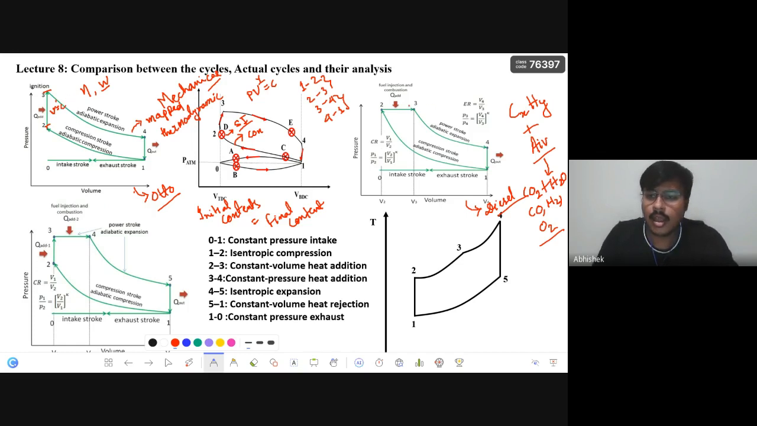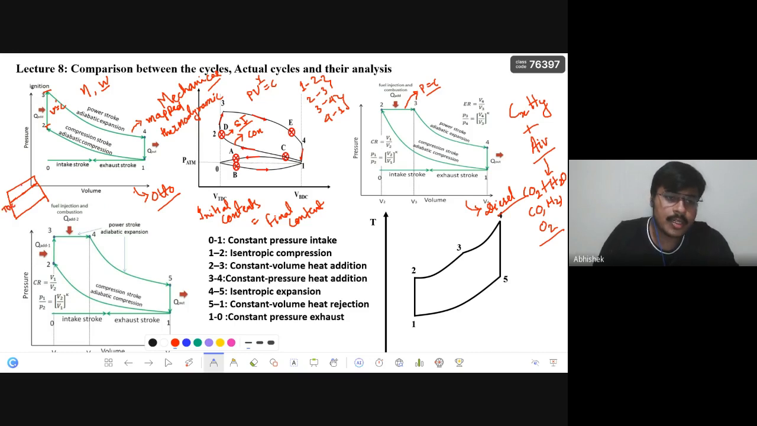And in the constant pressure process, what is done here is that the pressure is kept constant. But in the real case, is it possible to keep the pressure constant during a combustion process? It's not that easy. So how do we map the heat addition processes in both cycles? I already said this in the last class. Generally, let us say there is an engine, and the piston is here, it has reached the TDC.